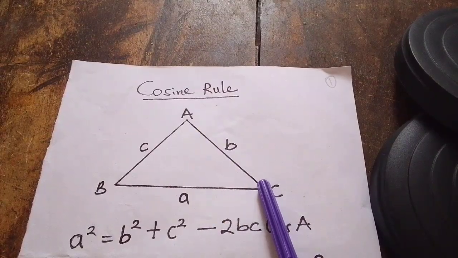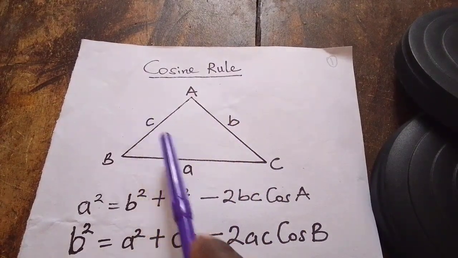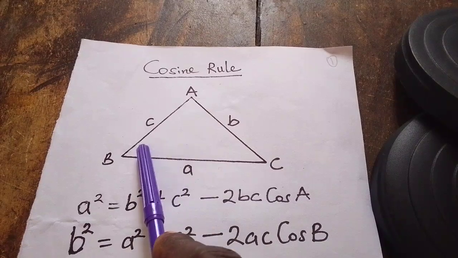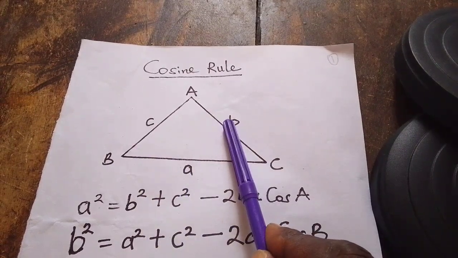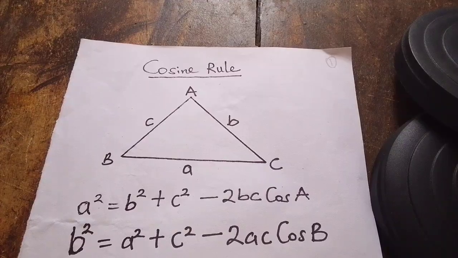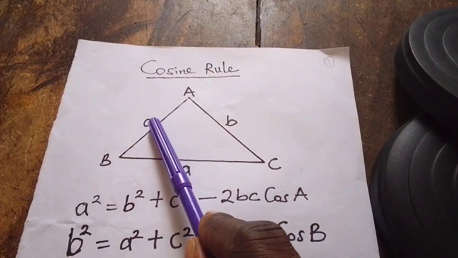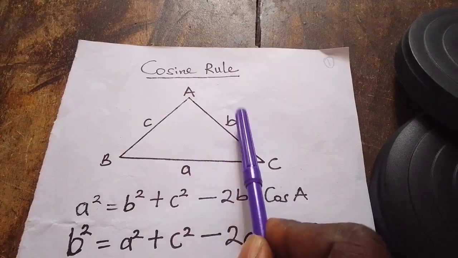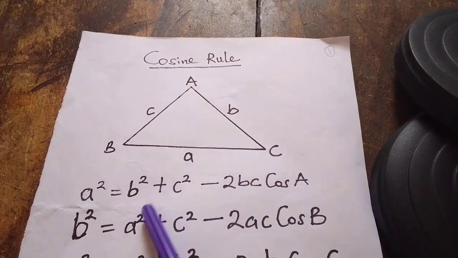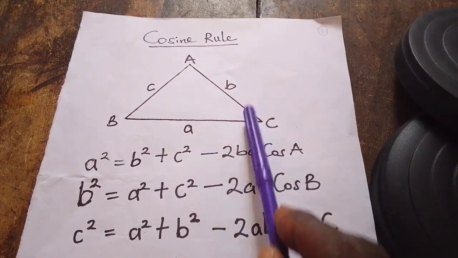If you are looking for side b, the square of this side should be equal to the addition of the squares of these other two sides minus 2 times the multiplication of these other two sides times cos of this angle B. So that means your b square equals a square plus c square minus 2ac cos B. If you are looking for the side c, the square of this side c is equal to the addition of the squares of these other two sides minus 2 times the multiplication of these two sides times cos of this angle C. So that means c square is equal to a square plus b square minus 2ab times cos C.